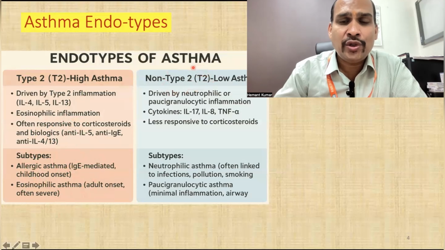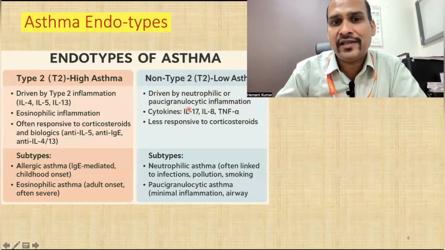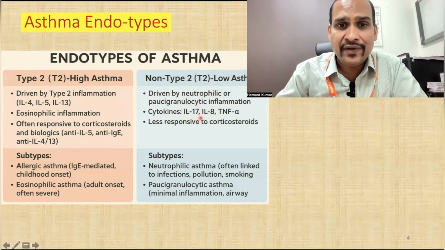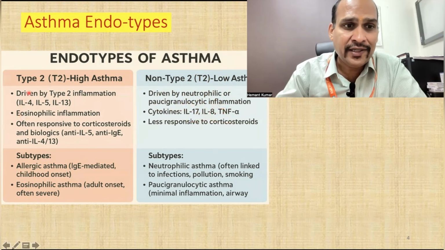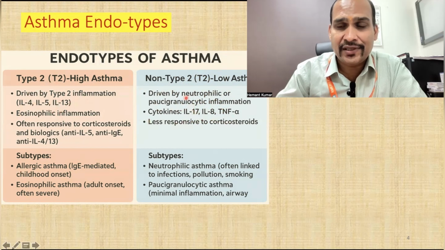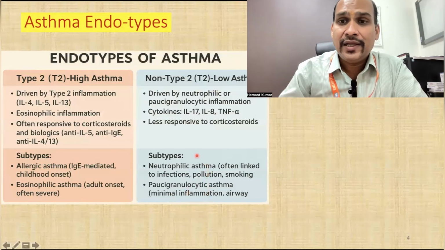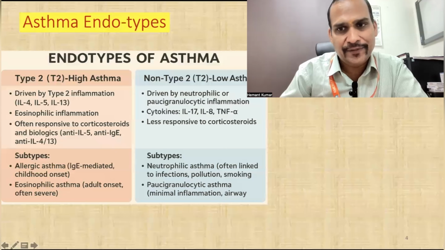Another endotype is non-type 2 or T2 low asthma. This is not eosinophilic; this is neutrophilic driven or paucigranulocytic inflammation. The cytokines involved in this type of asthma are IL-17, IL-8, and TNF alpha. So a different mechanism, different inflammation. That's why this is a different endotype. Since there is no role of eosinophils, it is less responsive to corticosteroid. Two types: neutrophilic asthma and paucigranulocytic asthma. There is minimal inflammation. Neutrophilic asthma is common in infections, pollution, obesity, smoking.